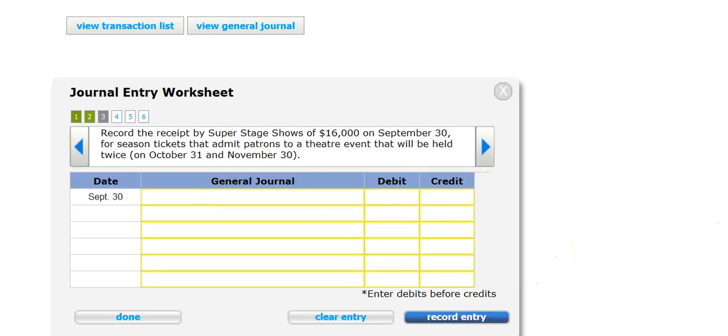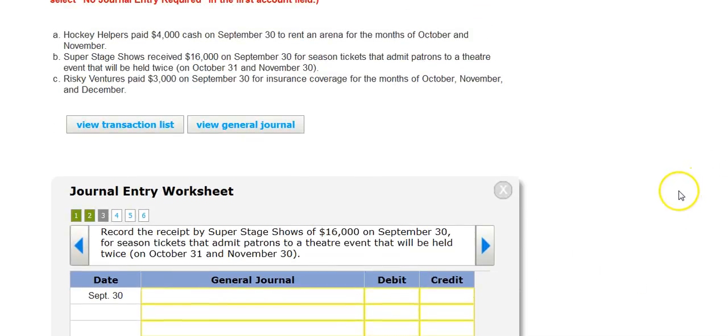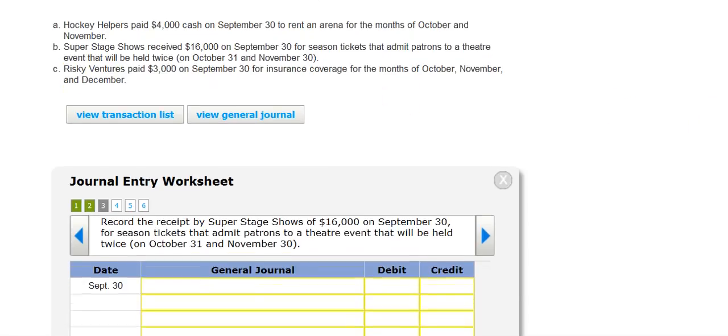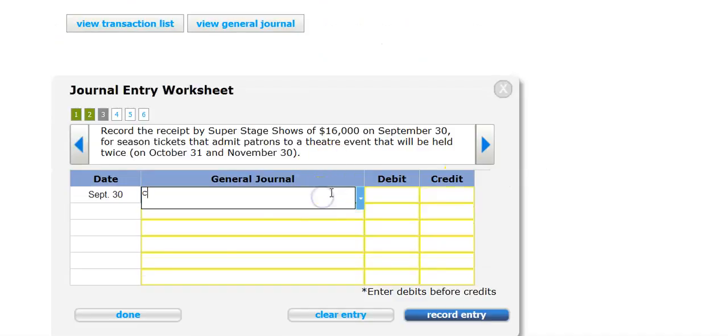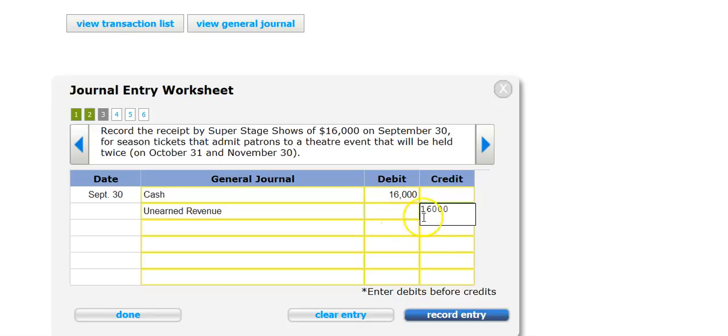Our next journal entry involves Super Stage Shows. They received $16,000 on September 30th for season tickets that admit patrons to a theater event that will be held twice, once in October, once in November. Now we're making the entry on September 30th. They're receiving cash of $16,000 today before they've performed any shows. So this is an unearned revenue. They have not yet delivered the goods or services. Unearned revenue is not really a revenue, it's a liability. We owe our customers the right to see those shows.